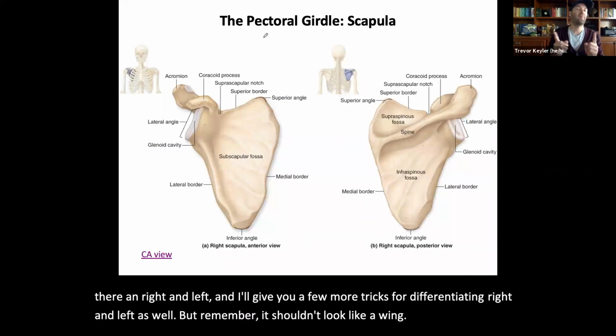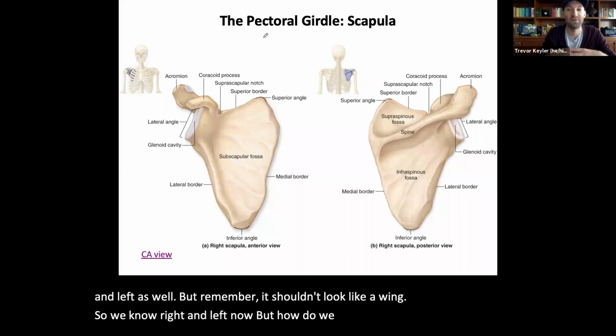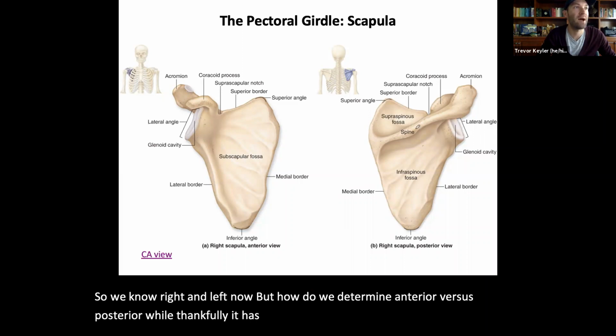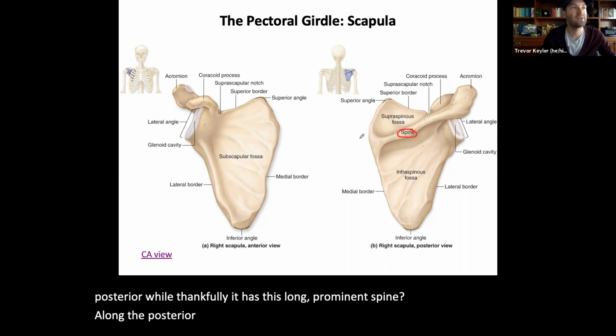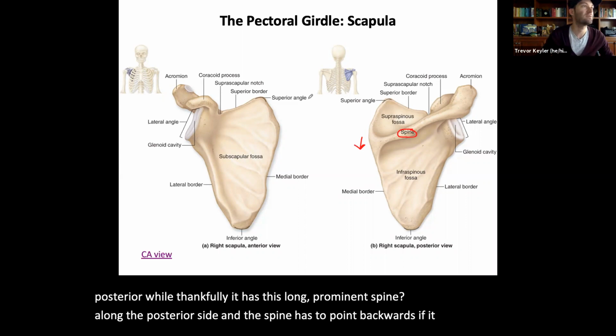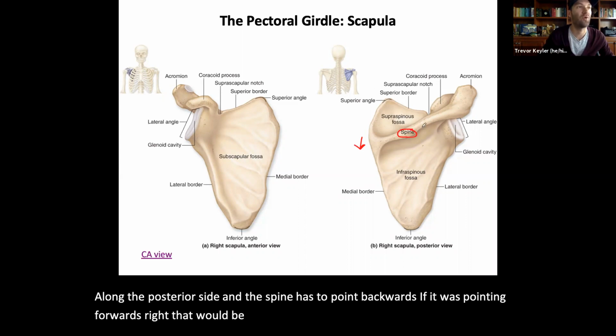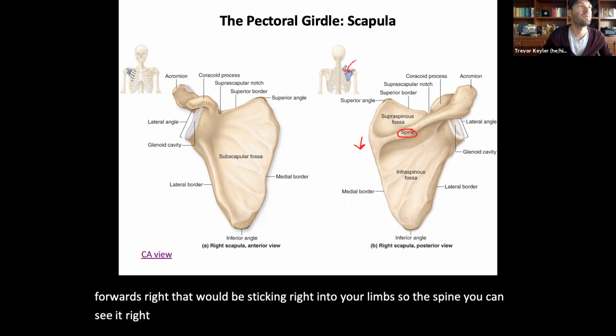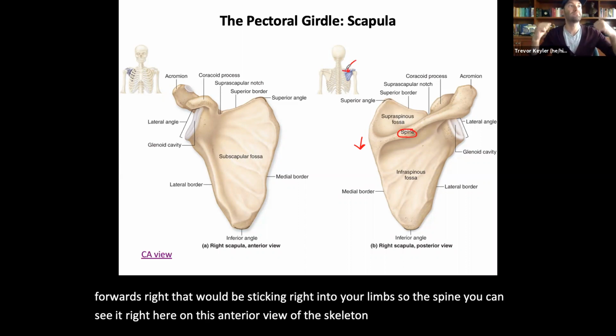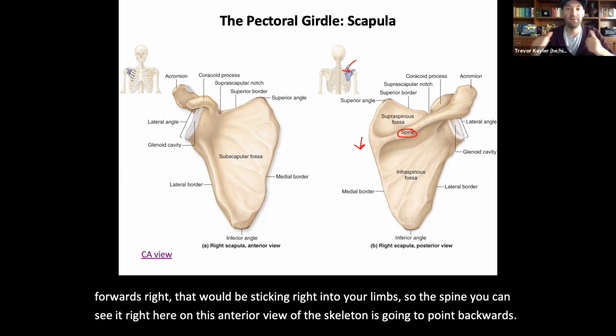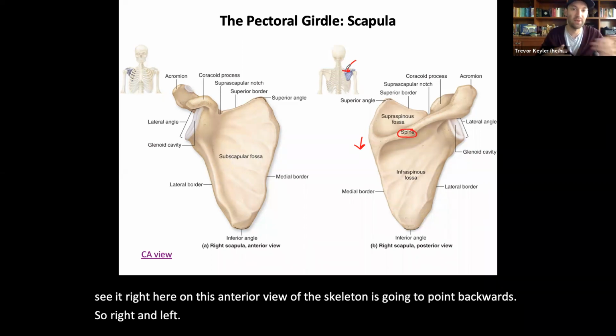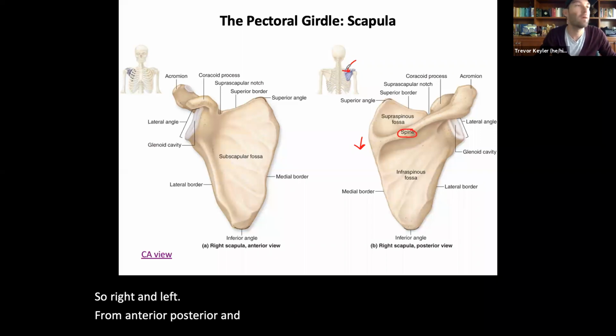So we know right and left now, but how do we determine anterior versus posterior? Well, thankfully, it has this long, prominent spine along the posterior side, okay? And the spine has to point backwards. If it was pointing forwards, that would be sticking right into your limbs. So this spine, you can see it right here on this anterior view of the skeleton, is going to point backwards. So now you know right and left from anterior, posterior, and then which side of the body.